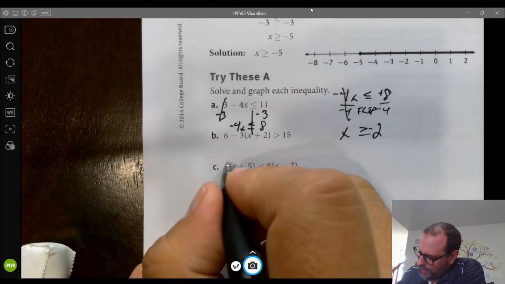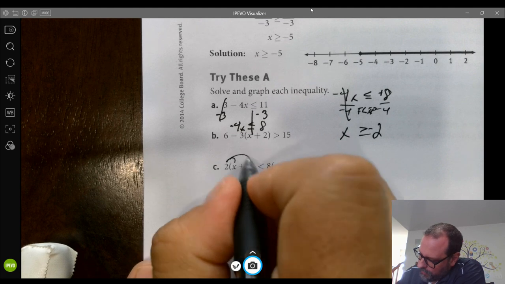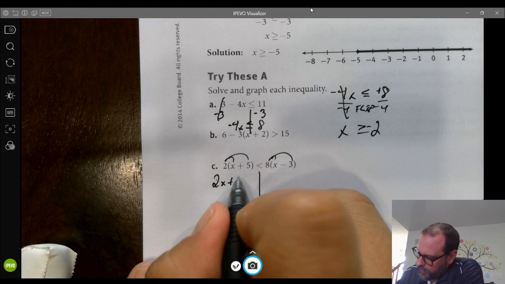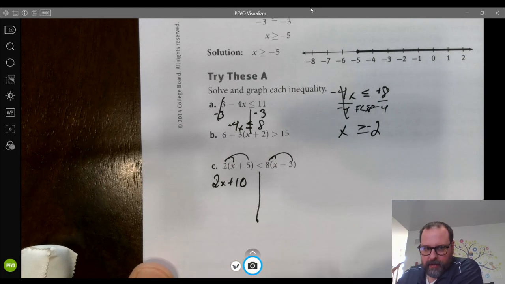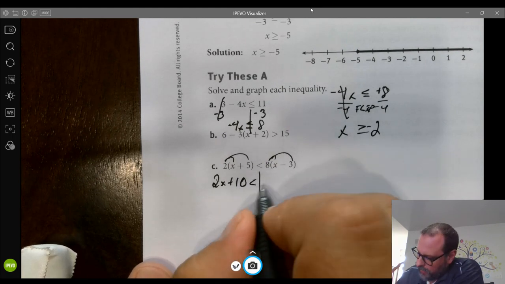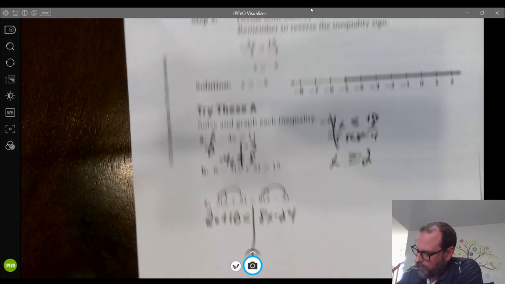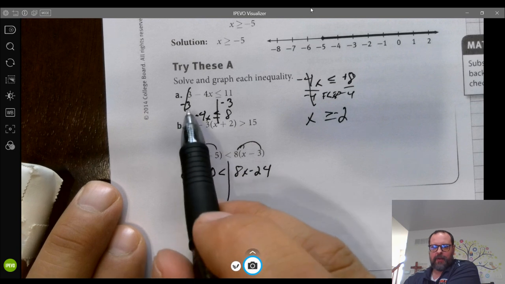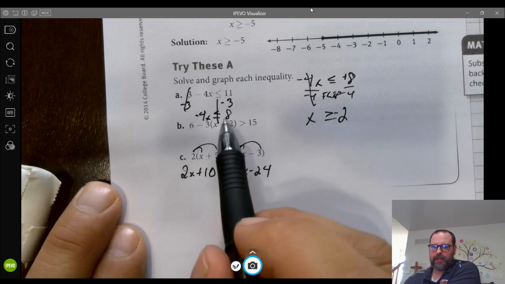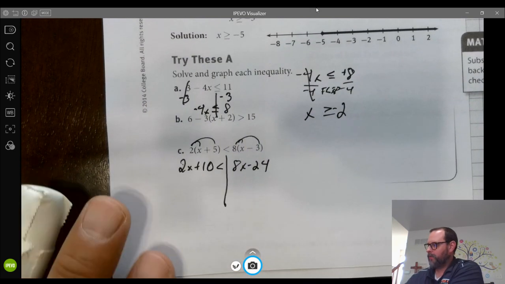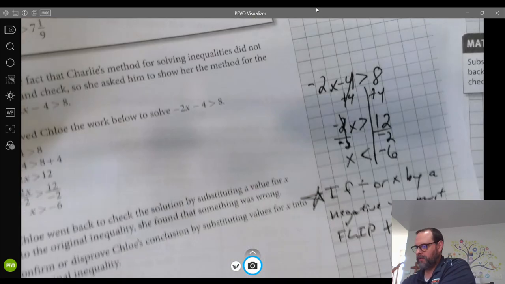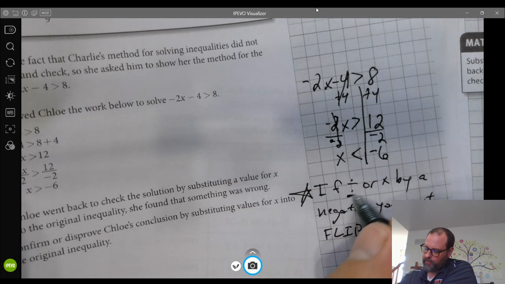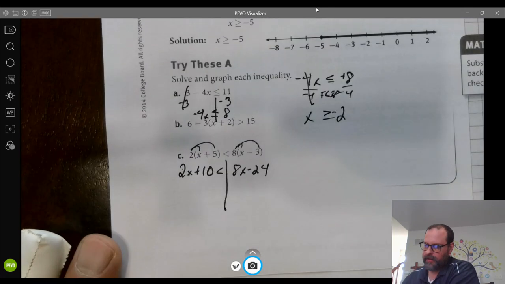As again, the process is exactly the same. So let's look here. 2 distributed gives me 2x plus 10. Okay, 8 distributed gives me 8x minus 24. Now, I want to talk something briefly because I just thought of a common mistake people make. When you subtract, notice nothing flips. You only flip it when you divide or multiply by a negative. That's it. Only when you divide or multiply.